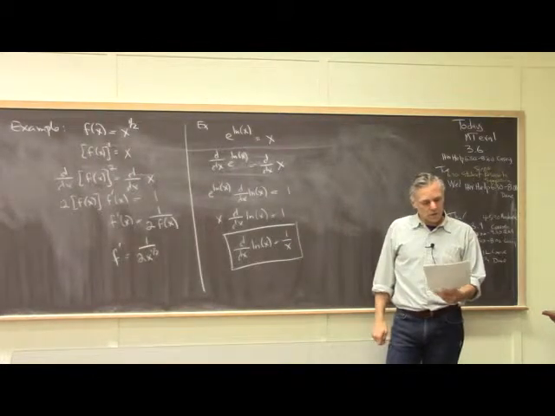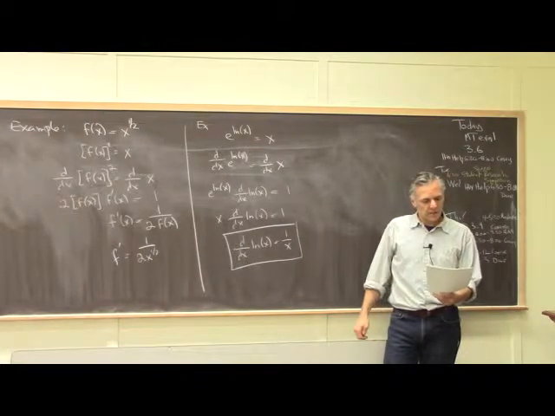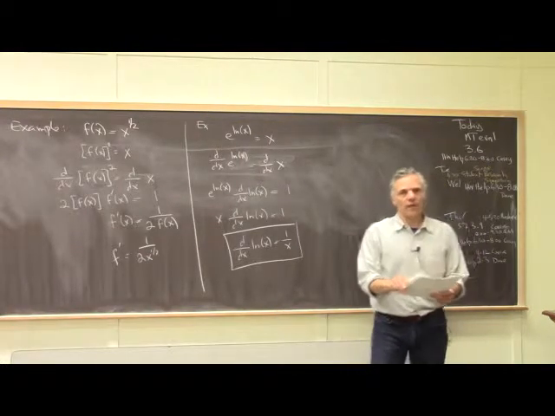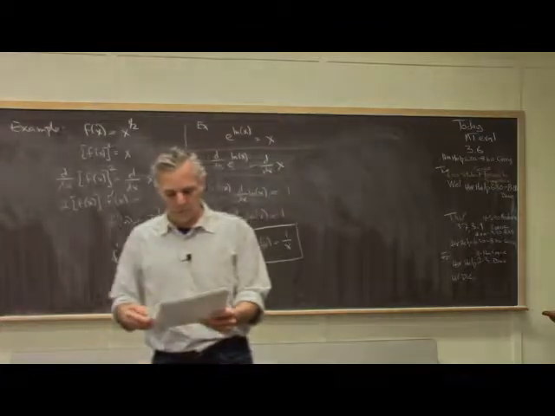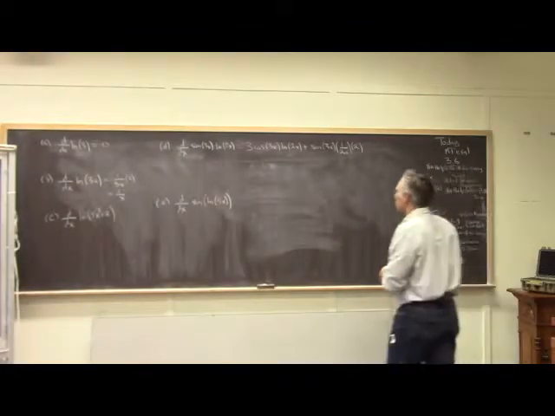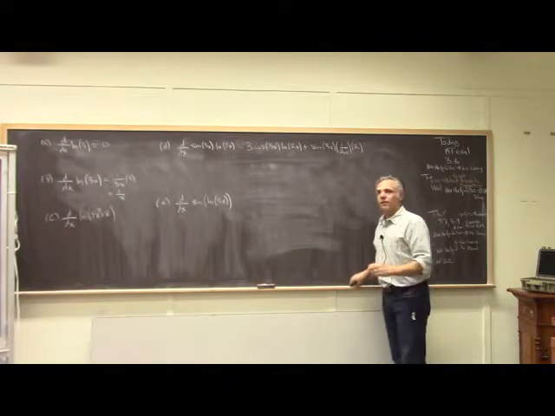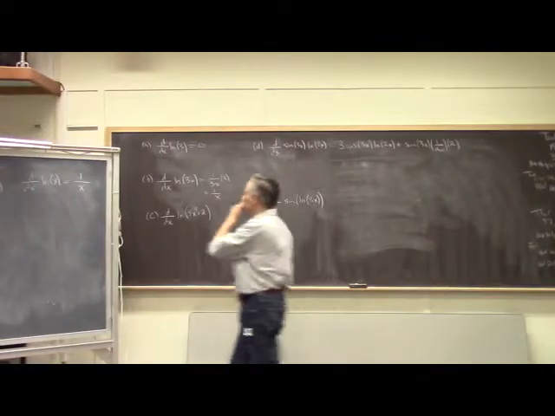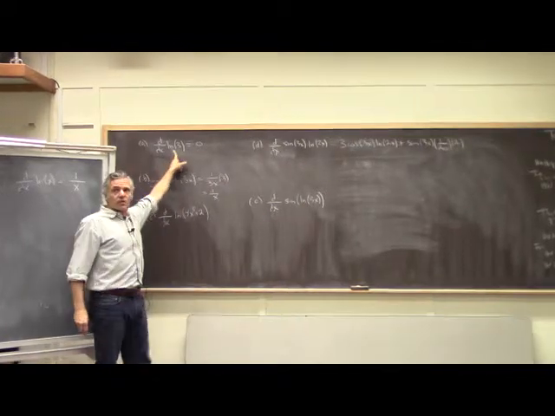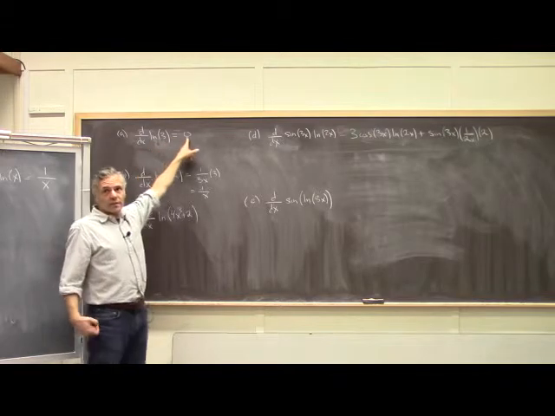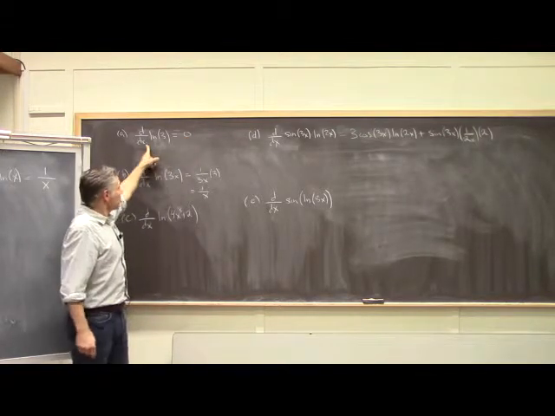So let's do problem 1, but skip problem F. Let me just say a few things about these and see if there are questions. Log 3 is just a number. It doesn't depend on x at all, so its derivative is 0. How does log 3 depend on x? It doesn't.